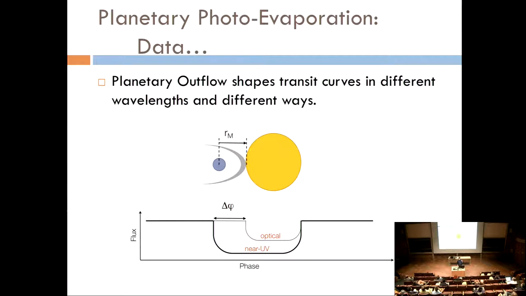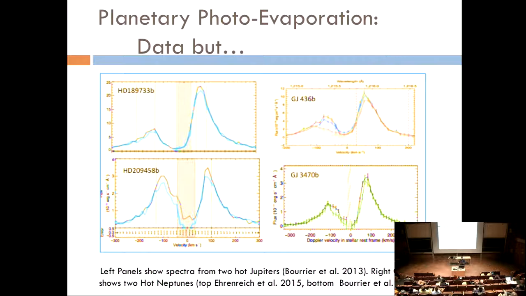We have about, I think it's up to eight examples, only hot Jupiters or hot Neptunes, where you can look at the Lyman alpha photons from the sun being absorbed as they pass through this escaping material. But, okay, so these are four examples. These are two hot Jupiters, two hot Neptunes. This is the Lyman alpha line from the star. It should be sort of double peaked. There's absorption in the center.